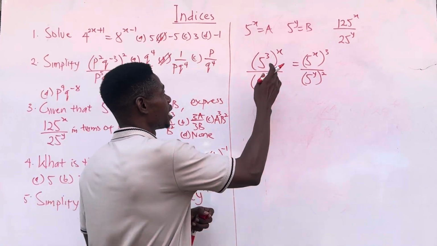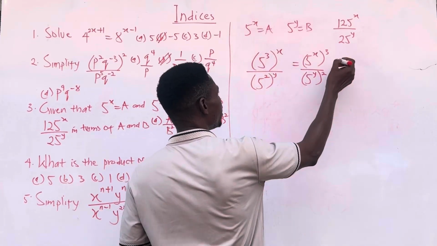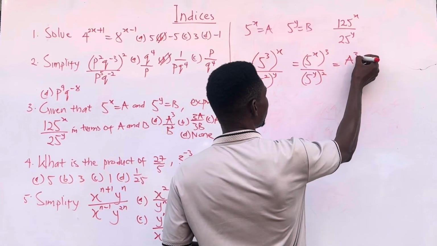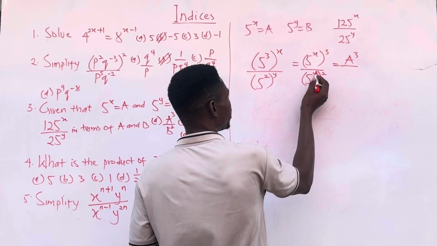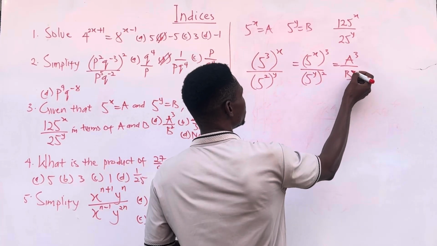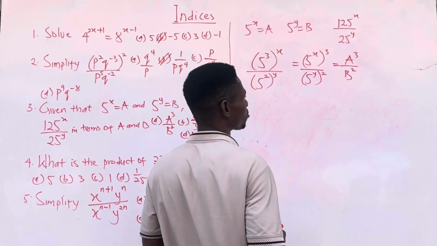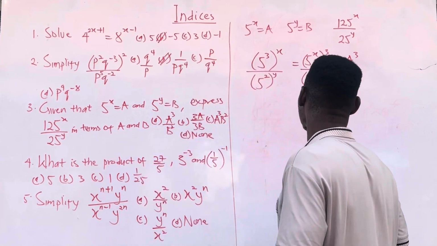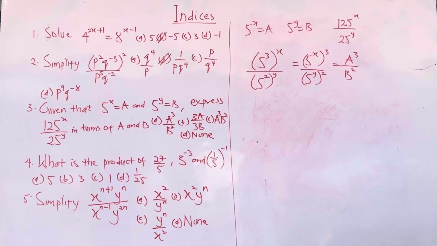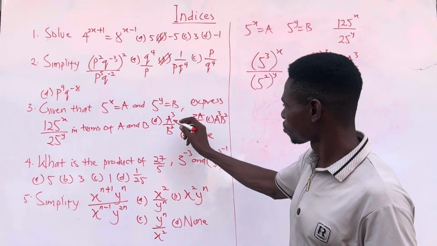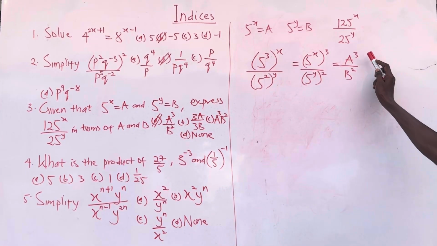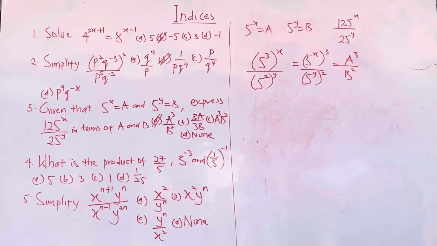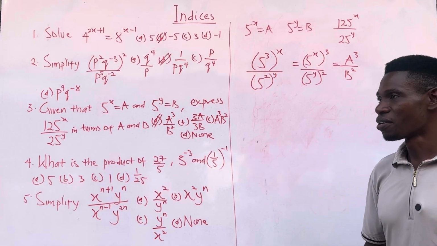Okay? So looking at what we have, 5 raised to the power x is a. So we have a here, raised to the power 3. Then we have 5 raised to the power y is b. So this will be b raised to the power 2. That's pretty much it. So our answer will be option A, a³b². Okay, so that's number 3.